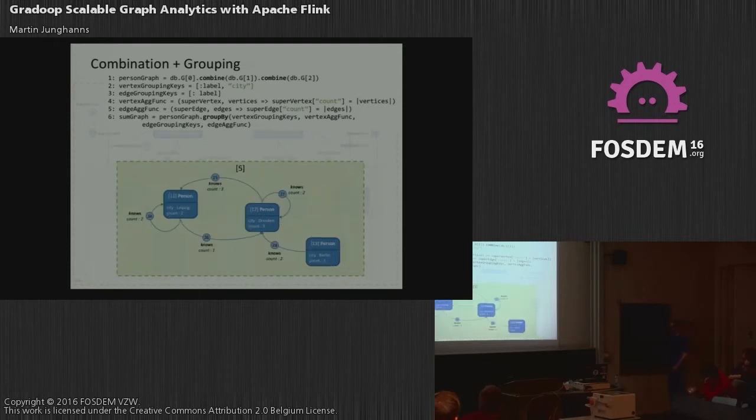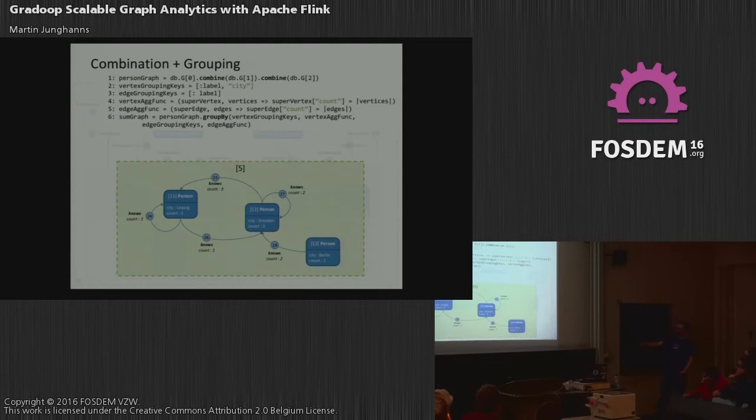And the result would be a graph containing three vertices, each vertex representing a single city, and an aggregate value, in that case, the number of users which live in the city. For example, two users, Alice and Bob from Leipzig, three users from Dresden, one user from Berlin. And we also group the edges between the members of those super vertices.